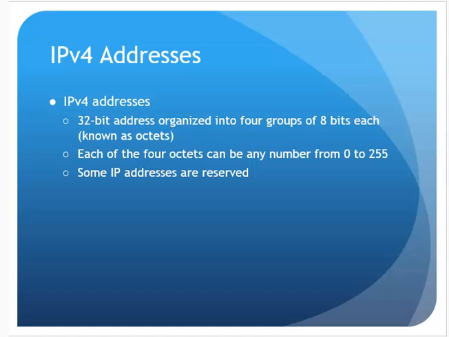So IP version 4, it's a 32-bit address organized into 4 groups of 8-bit numbers called octets. Each of these 4 octets can be any number from 0 to 255. That's what you're able to represent with your 8 bits. And some of these addresses are reserved.